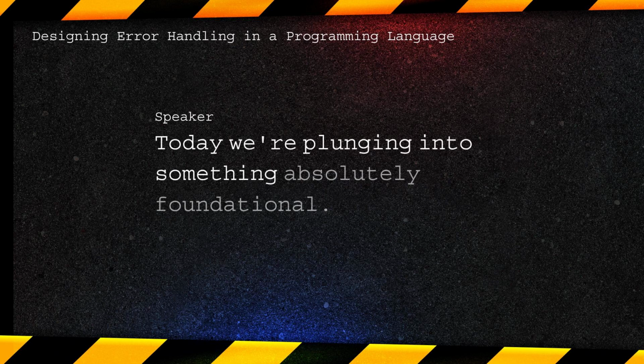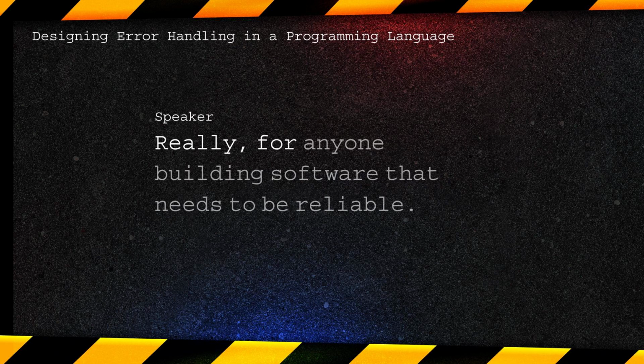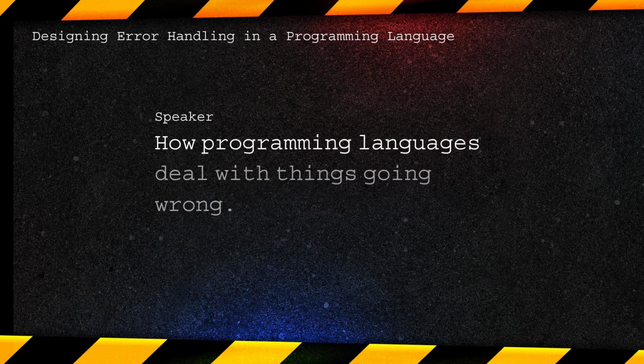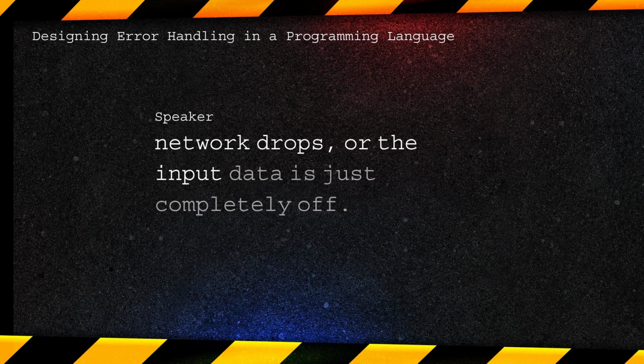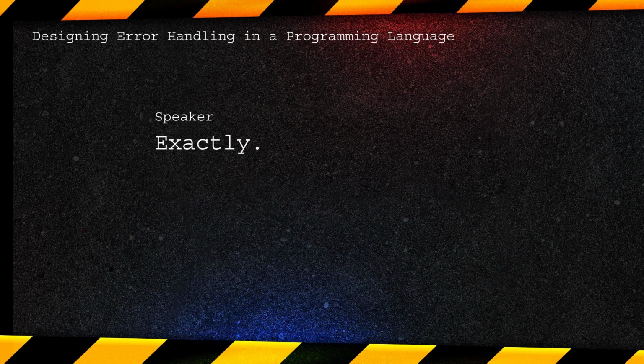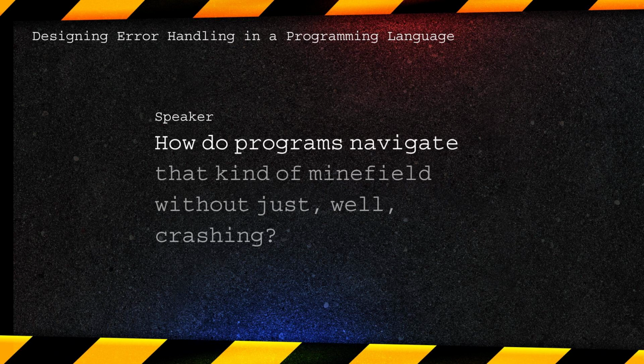Today, we're plunging into something absolutely foundational, really, for anyone building software that needs to be reliable. How programming languages deal with things going wrong. Not the everything's perfect scenario, but those moments when a file isn't where you expect it, or the network drops. Or the input data is just completely off. Exactly. How do programs navigate that kind of minefield without just, well, crashing?